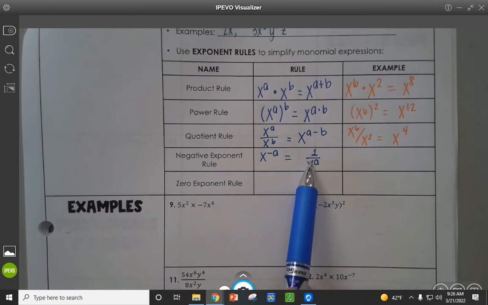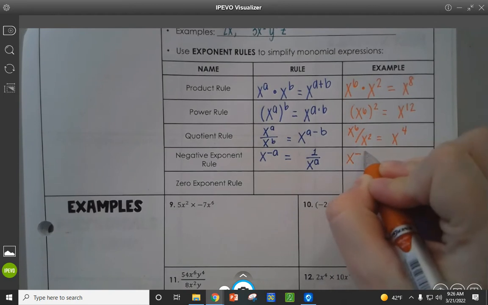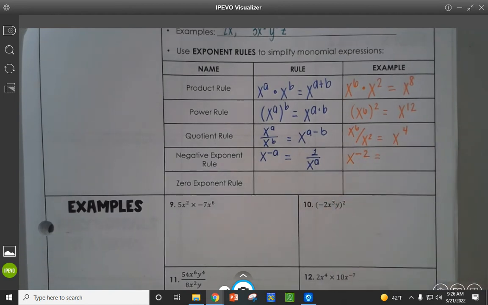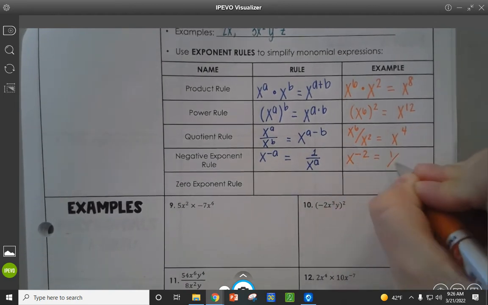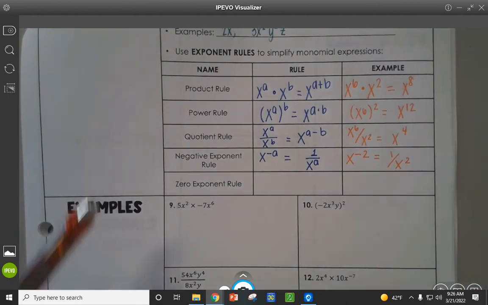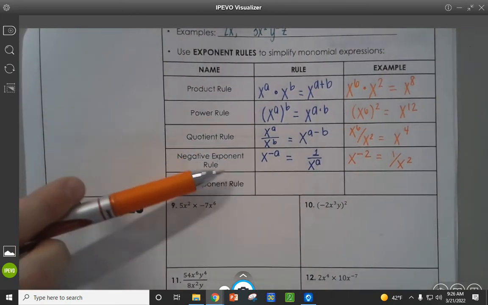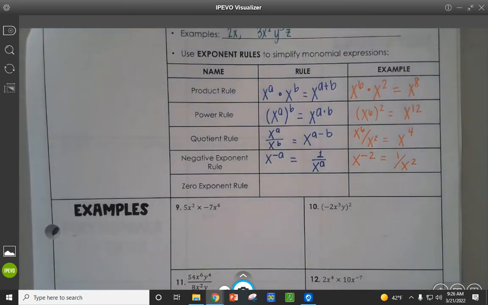If it can be simplified, sometimes there's more simplifying you can do, but most of the time it stays like that. So if I have x to the negative 2nd power, that's really 1 over x squared. I'm going to give you an example with just straight numbers in just a minute to show you why that is, and same thing for the next rule.